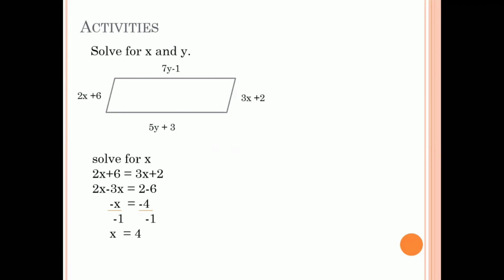Then you substitute the value of x for each side. For y, we have the equation 7y minus 1 equals 5y plus 3. Combine like terms: transpose positive 5y to become negative 5y, and transpose negative 1 to become positive 1. So 7y minus 5y equals 2y, and 3 plus 1 equals 4. So 2y equals 4. Divide both sides by 2. So y equals 2.